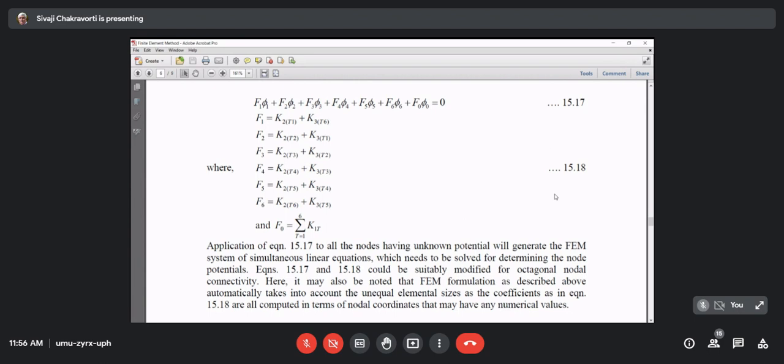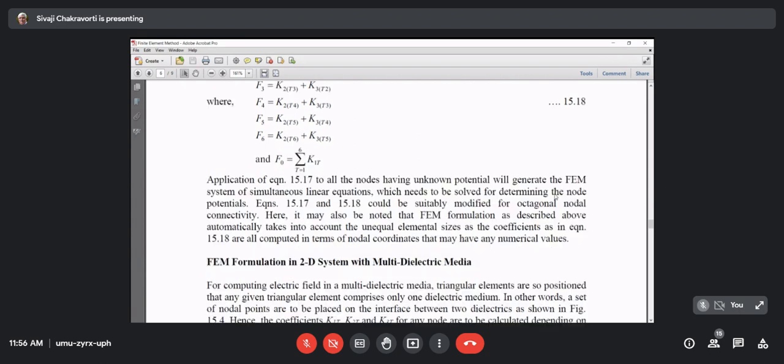So our problem is solved. This is the beauty of the FEM formulation using the variational approach. I will not discuss Galerkin's approach in this class because it is too involved for this course. It's not needed. Next comes the multi-dielectric, but that I will do in my next class.